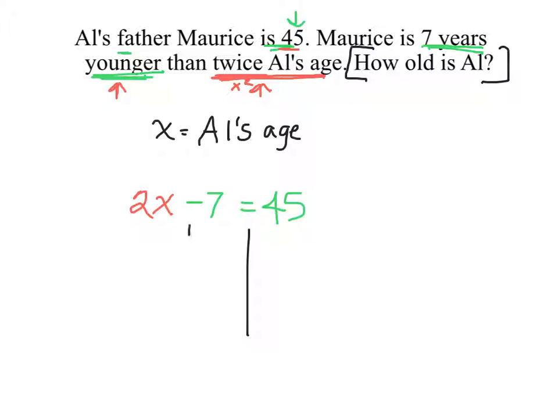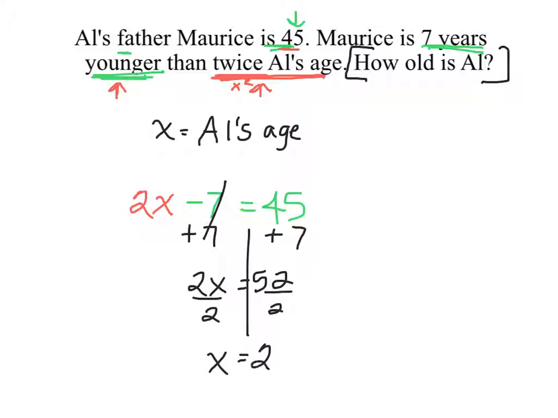Solve my two-step equation. Add 7 to both sides. I get 2x equals 52. Divide both sides by 2, and Al is 26 years old. Great job if you remembered how to do those. Hopefully now we've refreshed your memory that we use an equation to solve these.